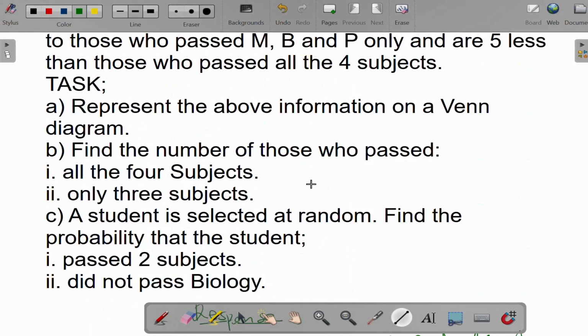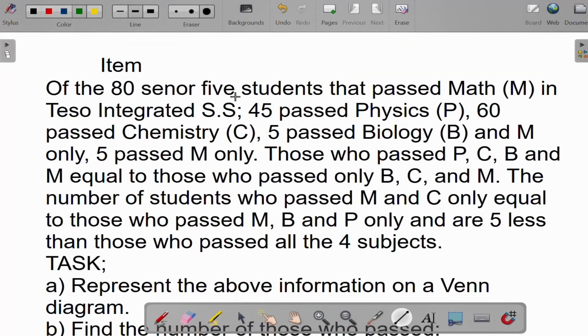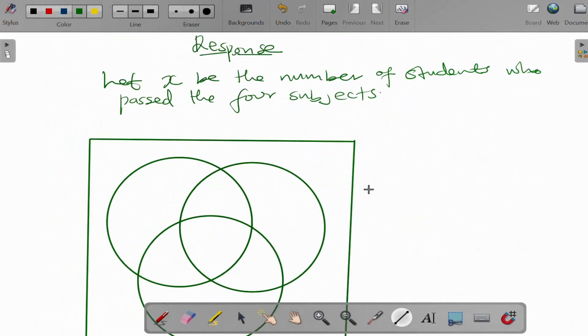So now we can begin feeding in the information of 85 senior students that passed math. On math, this is the universal, and we are going to put it outside as the universal. So we can say that the number of members in the universal is also equal to the number of members who passed mathematics, and they are equal to 85. Then we said we let X be the number of those who passed the 4 subjects. That means in here this is X.